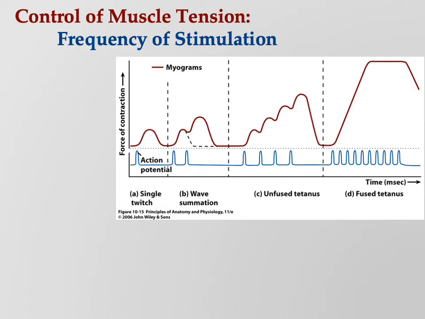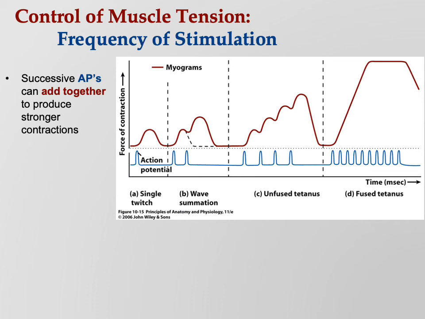But take a look here. This is what we were talking about at the beginning. The twitch contraction and the wave summation. So successive action potentials can add together to produce stronger contractions. So look on the left-hand side. You see on the bottom the blue are the action potentials, and then on the top the red are the actual muscle contracting. So look at a single twitch, a single action potential causes one twitch contraction.